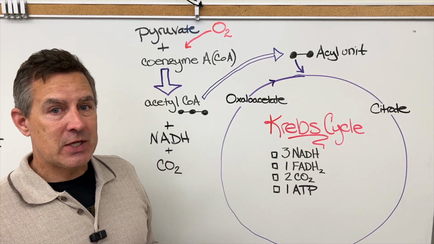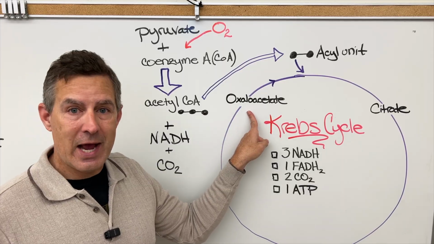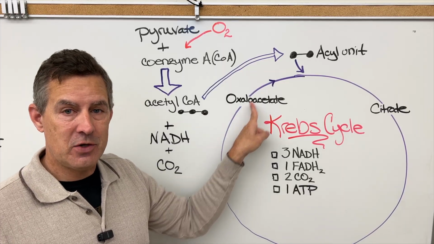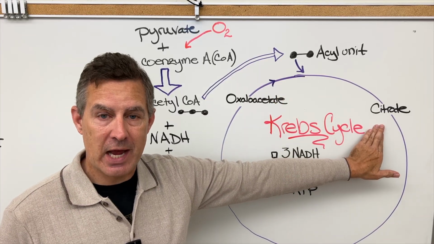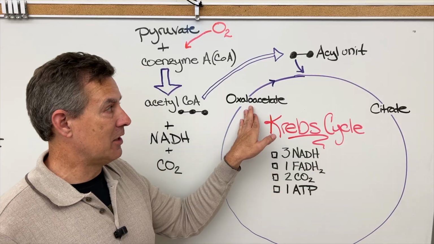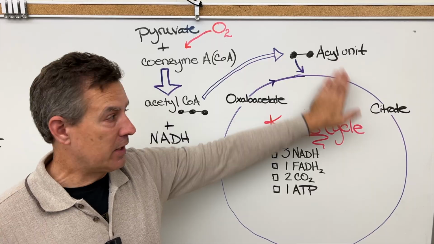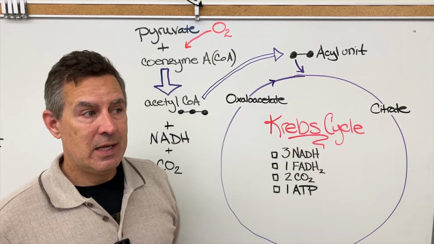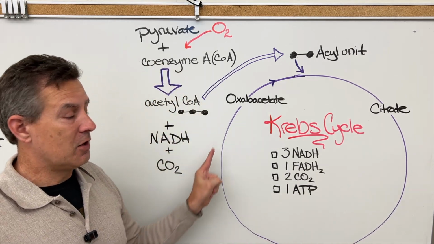Upon entering the Krebs cycle, it is going to react with a molecule known as oxaloacetate. Oxaloacetate reacting with this acyl unit is going to create citric acid, otherwise known as citrate. Once again, oxaloacetate plus this acyl unit, which is entering the Krebs cycle, creates citrate. This is a cycle, and it's going to proceed along this cycle.